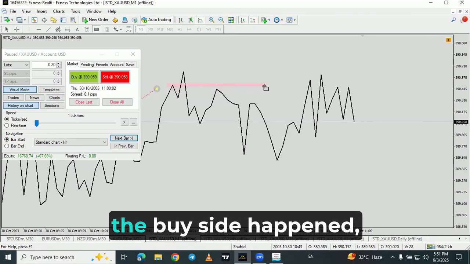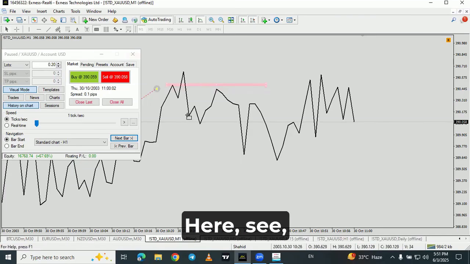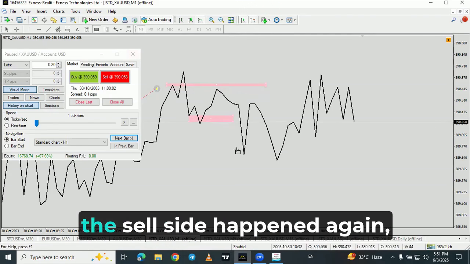Then see what happened here. The buy side happened and the sell side happened. Here, see the sell side happened again. The sell side happened again.